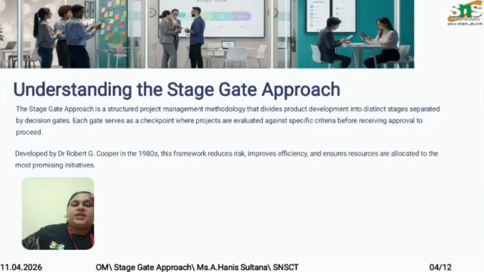The stage gate approach is a structured project management methodology that divides product development into distinct stages separated by decision gates. We are not talking about physical gates; here we are going to discuss decision gates. Each gate serves as a checkpoint where projects are evaluated against specific criteria before receiving approval to proceed.